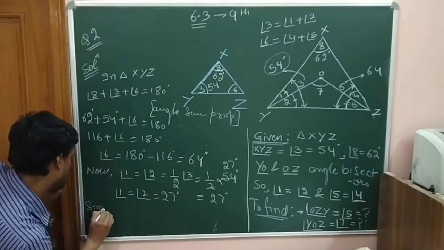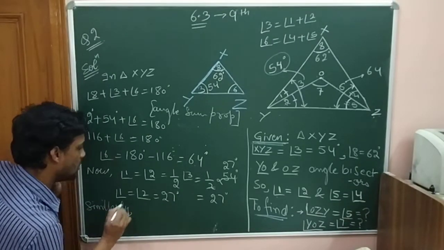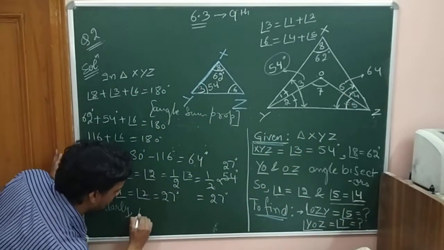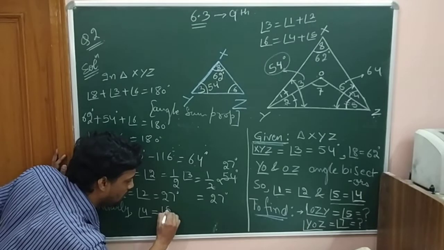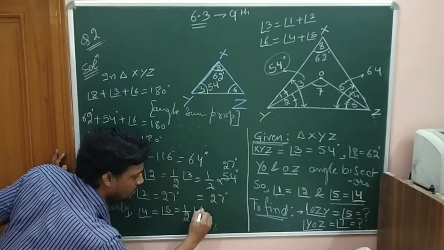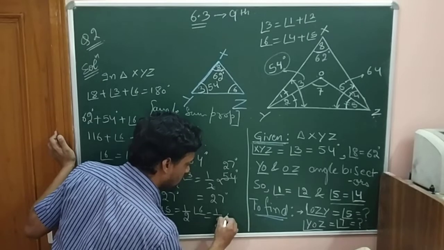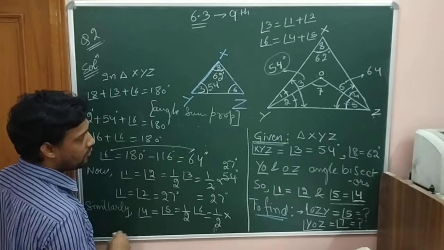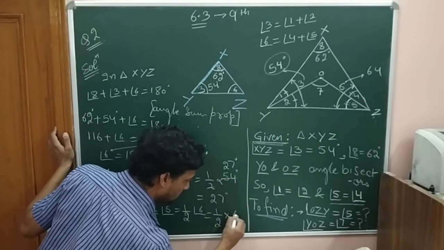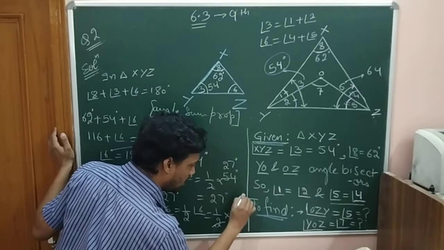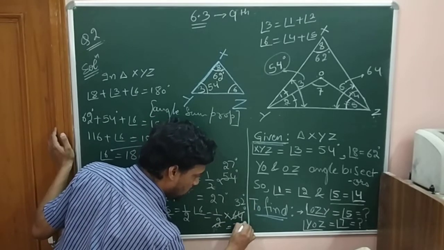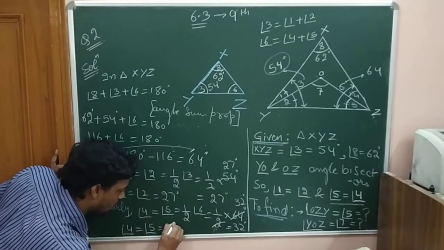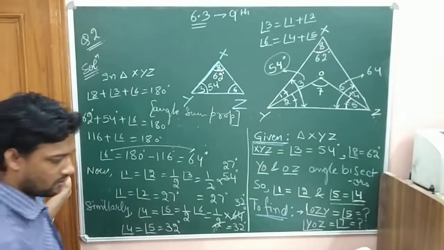Similarly, on this side, angle 4 equals angle 5, which is half of angle 6. What is angle 6? We have already found that angle 6 is equal to 64. What is half of 64? 32 degrees. Therefore, angle 4 equals angle 5 equals 32 degrees. Clear?